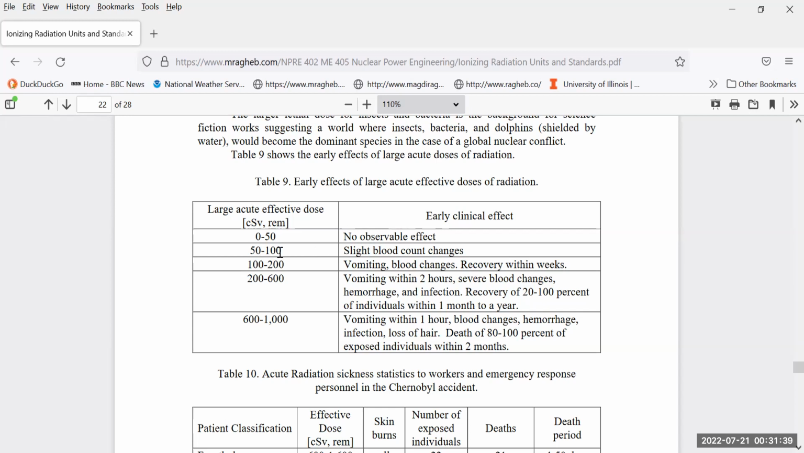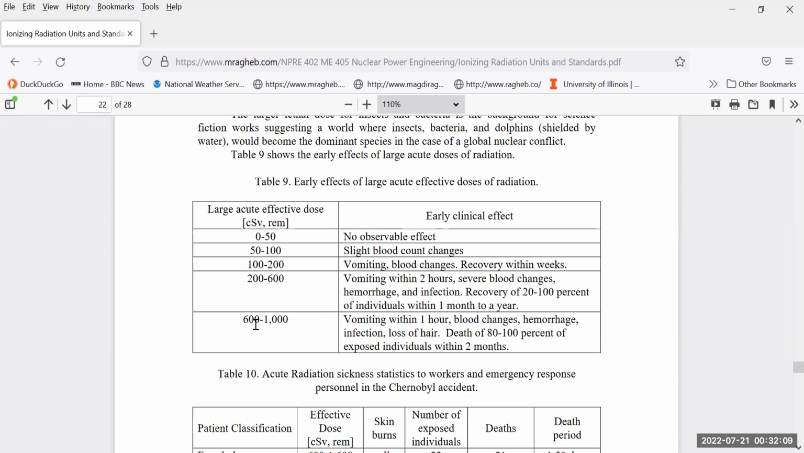At 50 to 100 millirem or centisievert, we suggested that you get slight blood count changes. At 100 to 200, vomiting, blood changes, recovery; you can recover within weeks. But at 200 to 600, you get vomiting within 2 hours, severe blood changes, hemorrhage, infection. 20 to 100% of individuals would recover within 1 month.